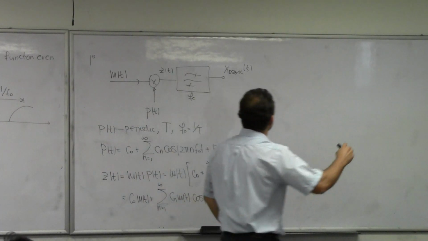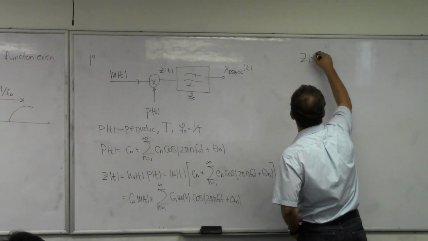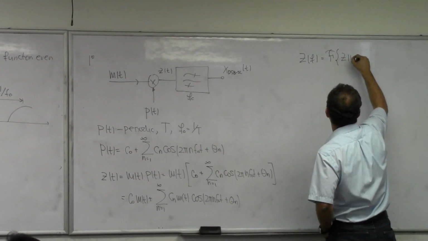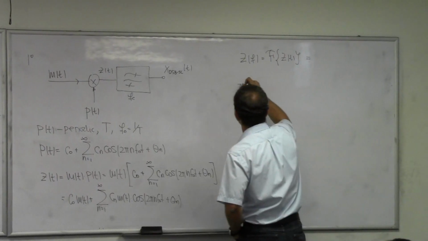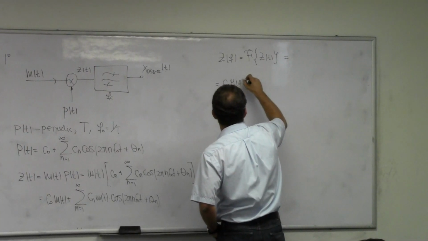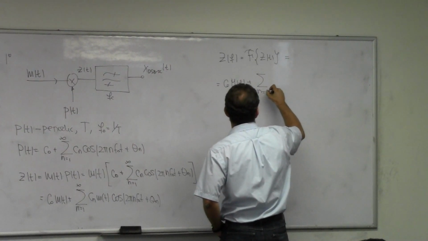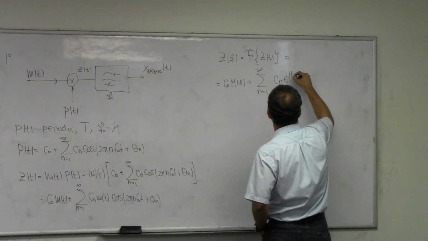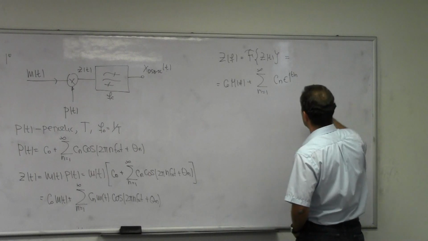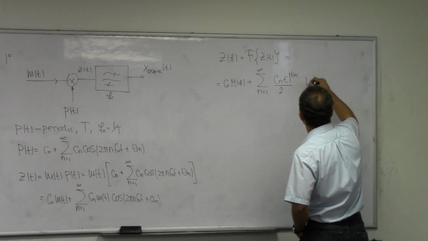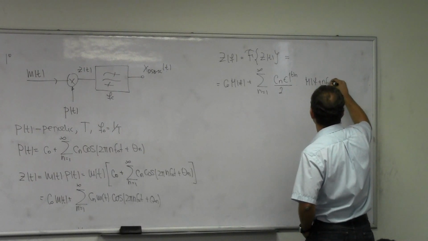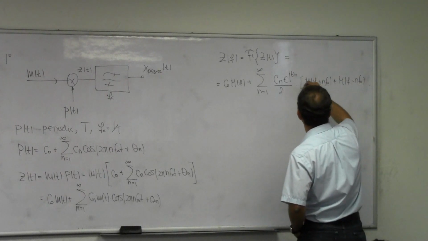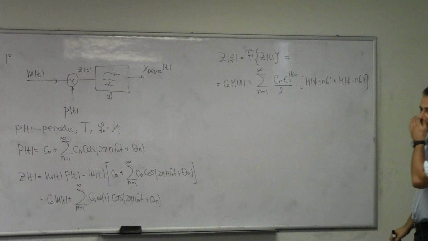Okay? So now, if I look at what Z of f is going to be, which is the Fourier transform of z of t, it is going to be C0 M of f plus the sum, n goes from 1 to infinity, of Cn e to the j theta n, that's the magnitude, divided by 2, times M of f plus n f0 plus M of f minus n f0. Okay? So that's the Fourier transform of this signal.